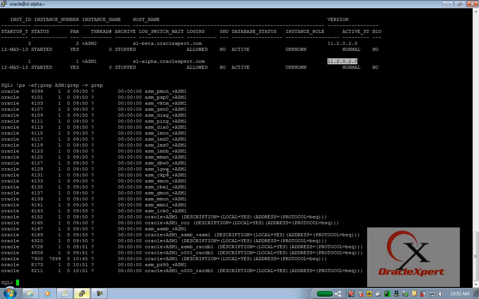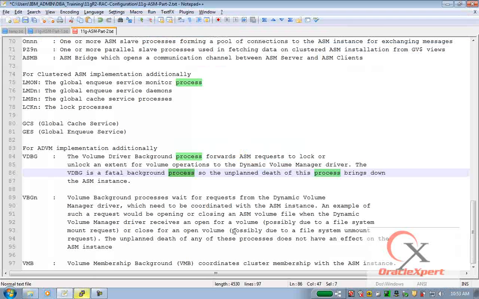And in another example we are going to create another volume. That volume we would format it using ACFS, ASM cluster file system, and once formatted we will get it mounted simultaneously on alpha and beta, which will act as a shared storage. That time you will see automatically those other background processes that we are talking about. See here the PZ9 process, PZ9N process. So VDBG will only come in case of ADVM implementation.